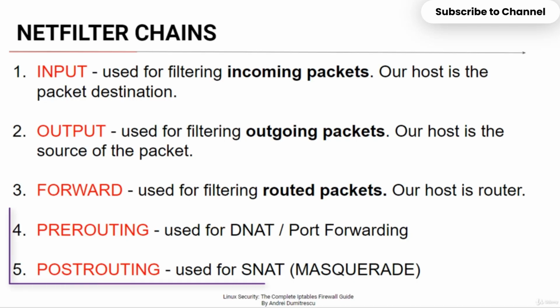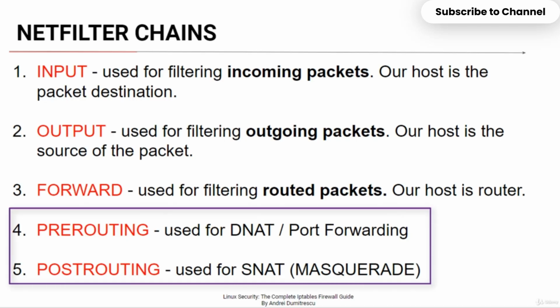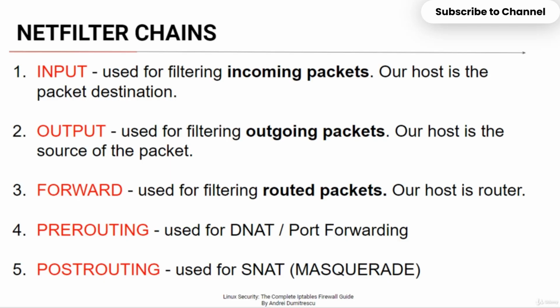And the last two chains are pre-routing, used for DNAT, aka port forwarding, and post-routing, used for SNAT or simply masquerade. These are more advanced concepts and we'll see examples in their dedicated sections. Okay, these are the 5 iptables built-in chains. They are always available, you cannot remove or rename them. You just use them as they are.